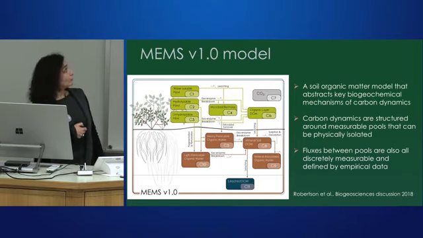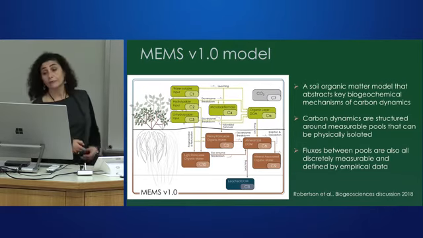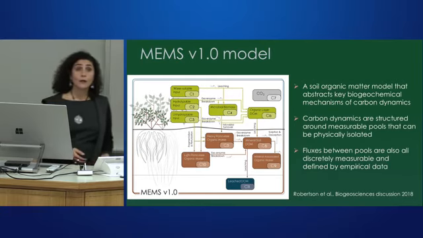We want to have the root inputs and also separate the microbial pool into a bacterial and a fungal pool, and we are adding the nitrogen.